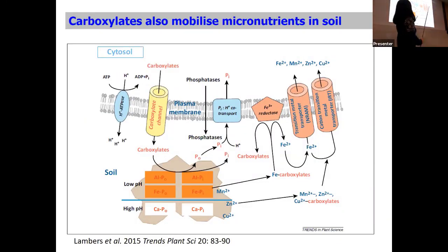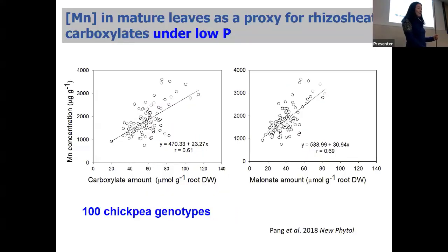As I just mentioned, carboxylates could mobilize fixed phosphorus from soil particles, but they can also mobilize some cations, for example iron, manganese, zinc, and copper, making them available and taken up by plants. So we verified that theory in chickpea. We found a very strong correlation between leaf manganese concentration and below-ground carboxylates, particularly with malate.